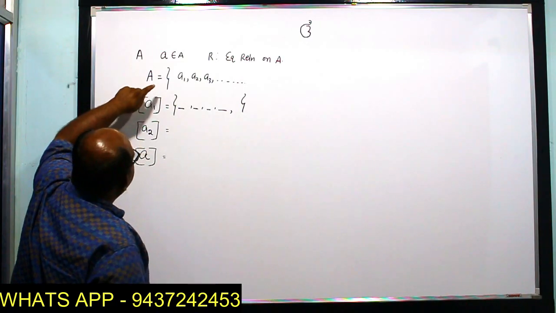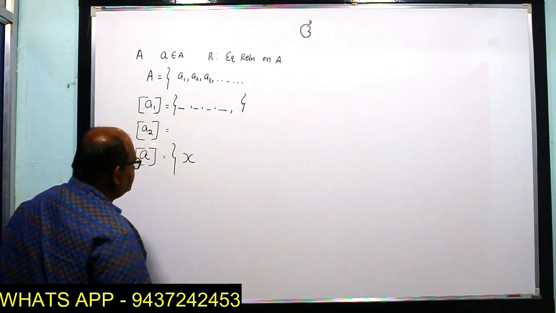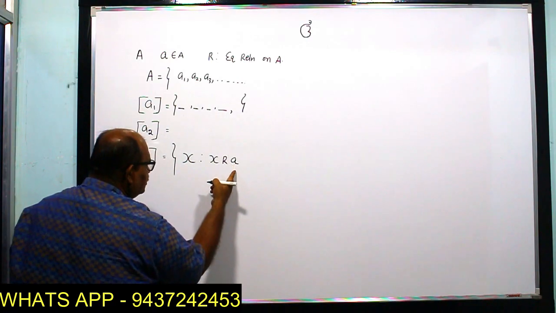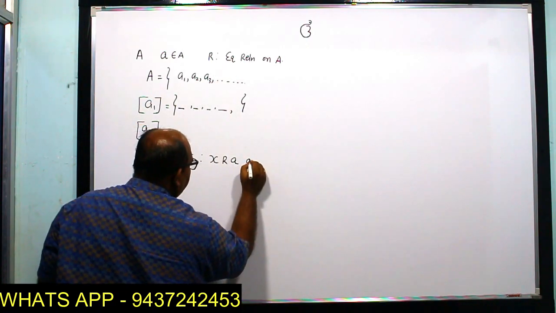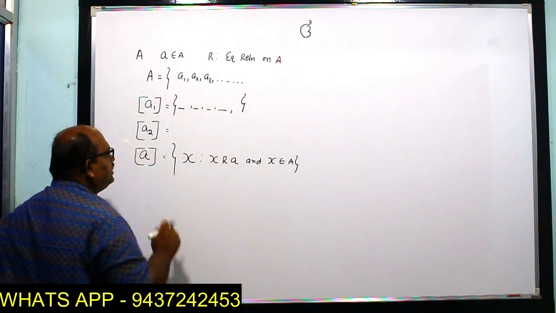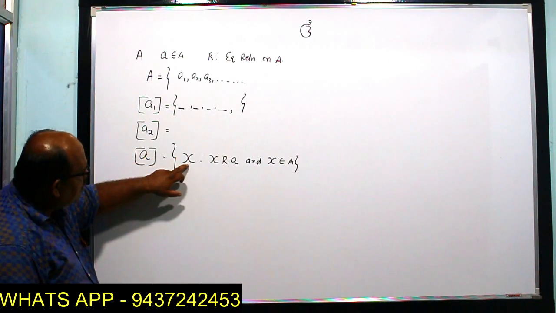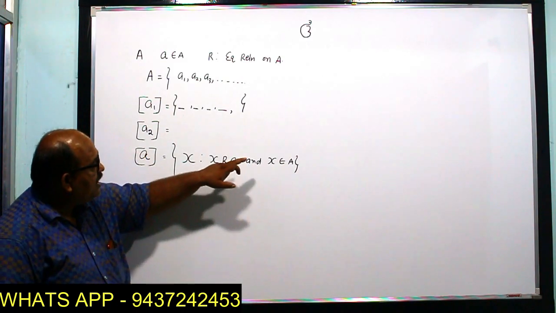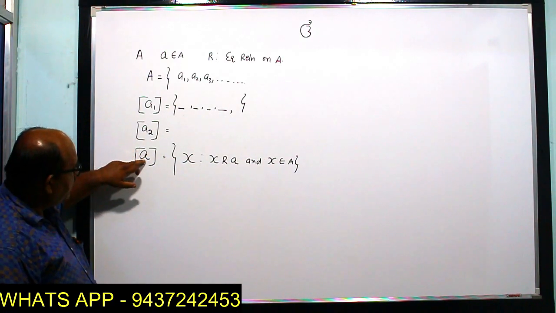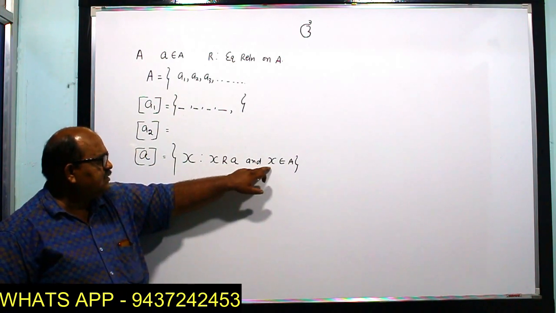Okay, so the equivalence class of a is equal to a set containing elements x such that x is related to a, that is, x maintains the relation with a, and x belongs to set A, x is present in the main set. So mathematically, the equivalence class of a is a set containing elements x such that x related to a and x belongs to A.